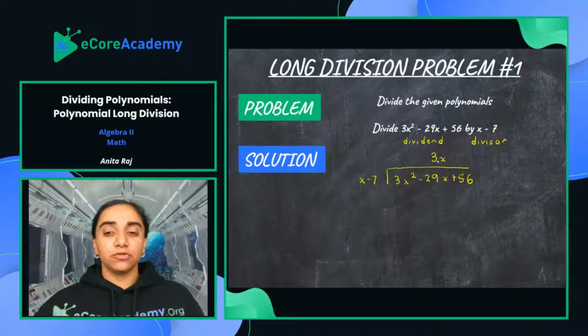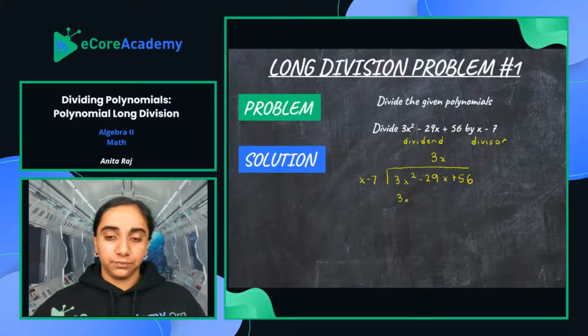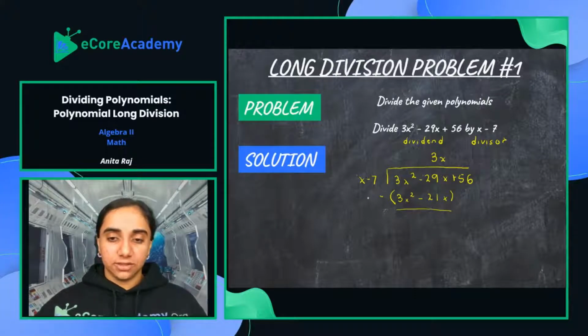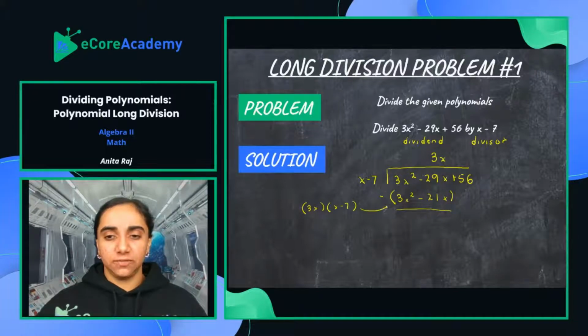So then what we do is we do 3x times this whole expression, x minus 7. So 3x times x is going to give you 3x squared. And then 3x times negative 7, don't forget this part. You have to multiply the 3x times the negative 7. That's going to give you a negative 21x. What you're going to do is take this whole expression here, and you're going to subtract it from the 3x squared minus 29x. You can ignore the 56 for now. So recall what we did was we did 3x times x minus 7 to get this expression here.